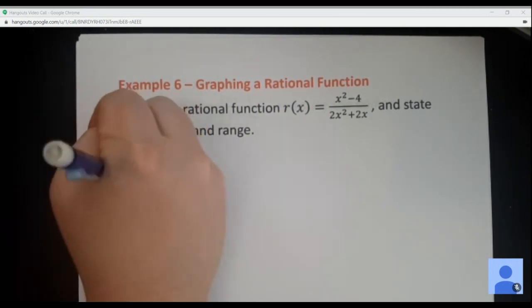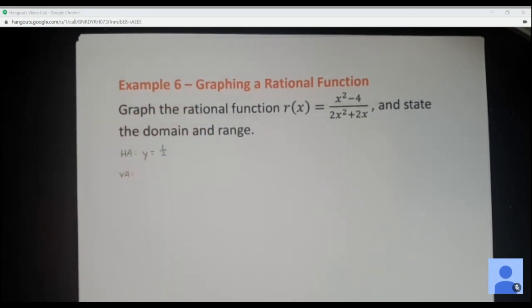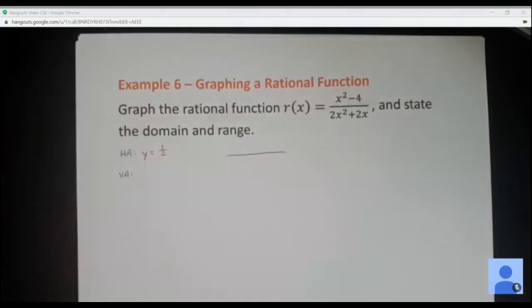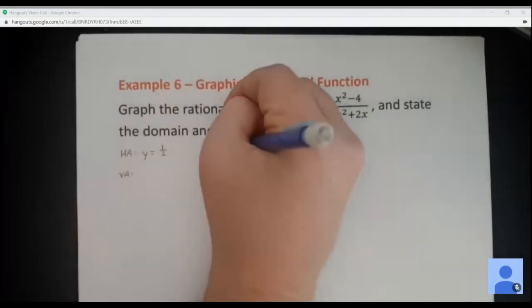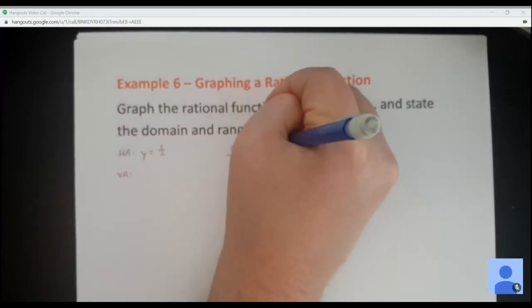Right. Now, what about vertical? What do we need to do first? Good. So this time we're going to factor, right? And so if we factor the numerator this time, good. So it is a difference of squares, so we're going to get x plus 2 and x minus 2 as our factors.